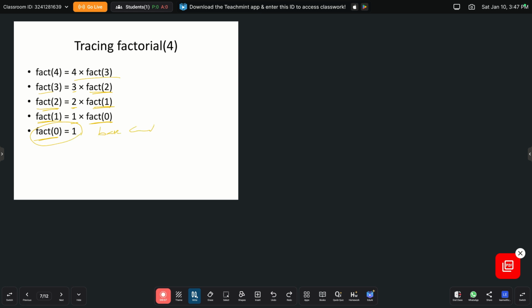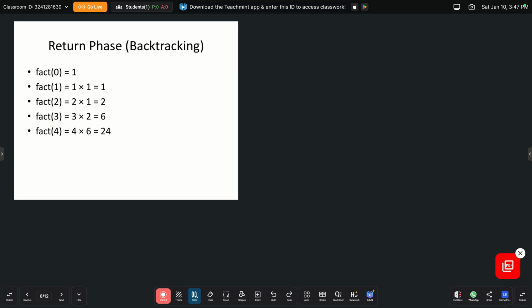So we are getting the one value that has been replaced here. Now what is the value? 1 into 1. That value has been written to here. Then 2 into 1. That value has been written to here. 3 into 2 is 6. That value has been written to here. Now 6 into 4, 24 is the factorial of 4. This is called tracing.